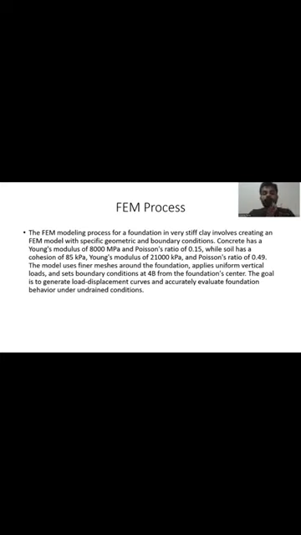The FEM modeling process for a foundation typically involves creating an FEM model with specific geometric and boundary conditions. Concrete has a Young's modulus of 8,000 megapascal and Poisson ratio of 0.15, whereas soil has a cohesion of 85 kilopascal, Young's modulus of 21,000 and Poisson ratio of 0.49. The model uses fine meshes around the foundations, applies uniform vertical loads, and sets boundary conditions at 4B from the foundation center. The goal is to generate a load displacement curve and accurately evaluate foundation behavior under undrained conditions.